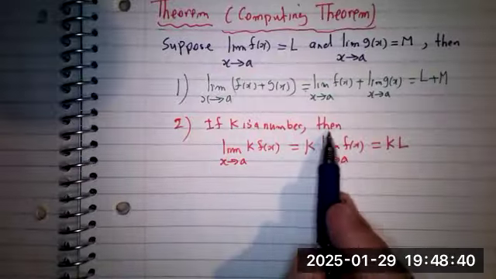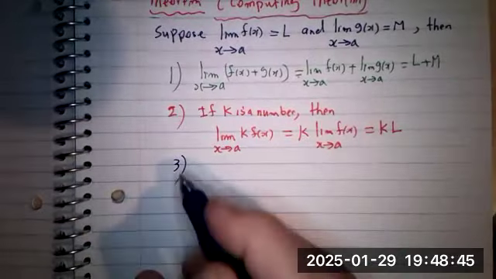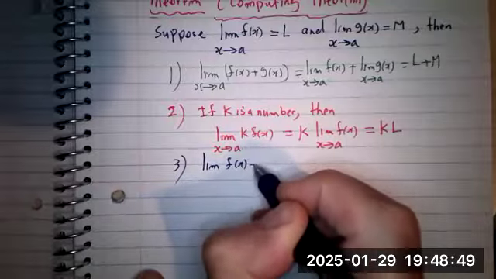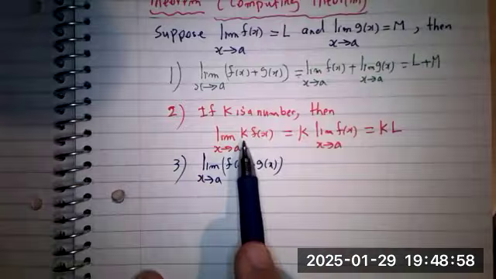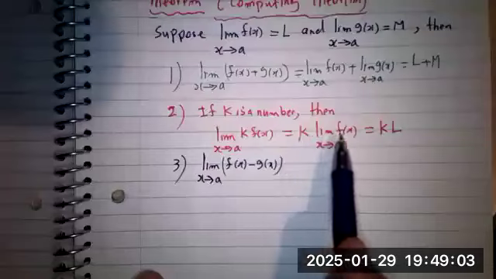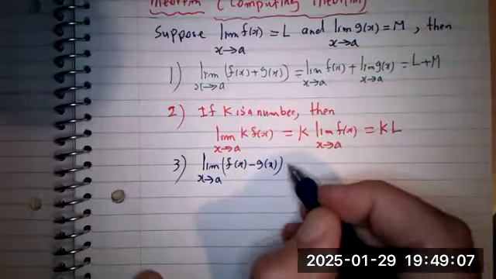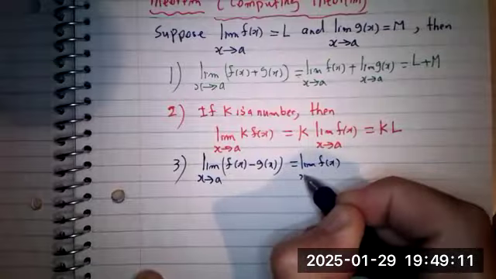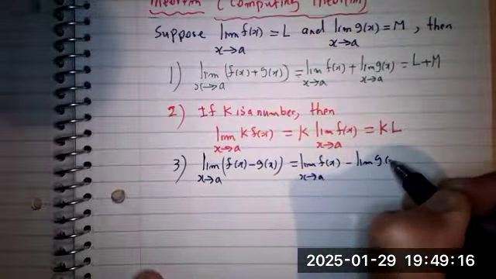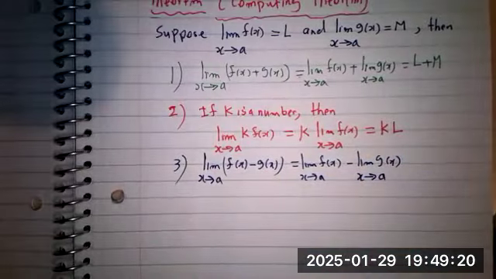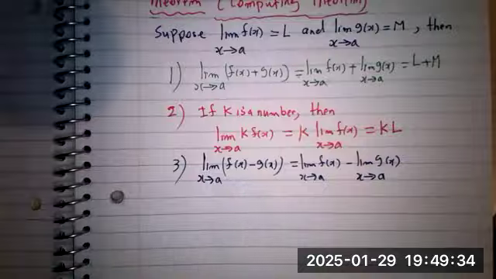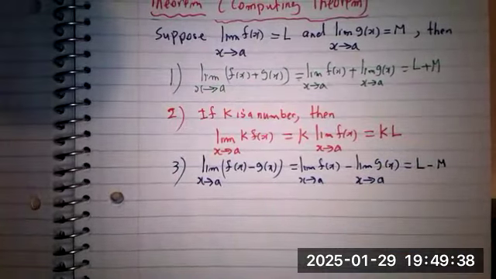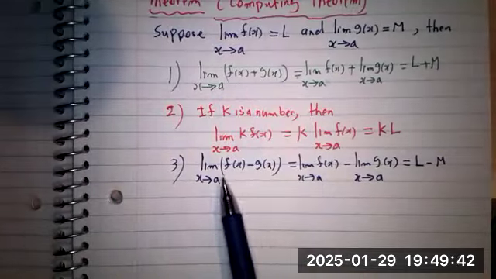The next one is we can use this to get a difference. What's going to be the limit of f of x minus g of x as x goes to a? If you put the negative 1 here, the limit of negative f of x would be negative of the limit. So you can use the same thing, and this is going to be the difference: the limit of f of x as x goes to a, minus the limit of g of x as x goes to a. What we did for the addition, we can have for the subtraction, because f of x minus g of x is like f of x plus negative g of x. So this would be L minus M. So we can have the addition and subtraction.